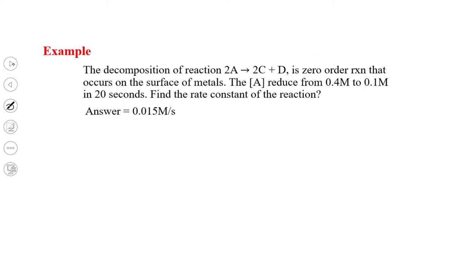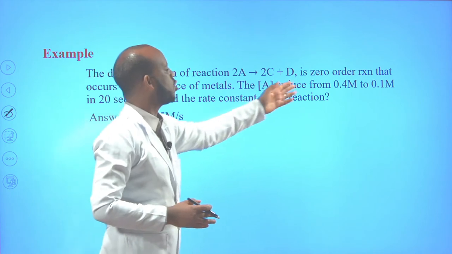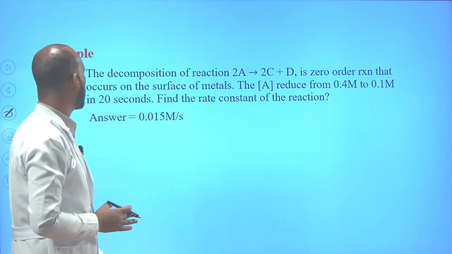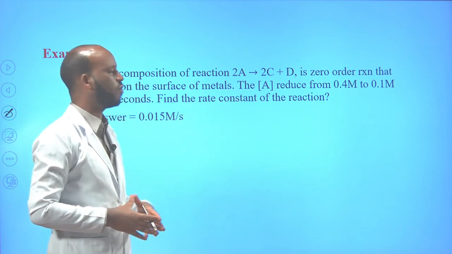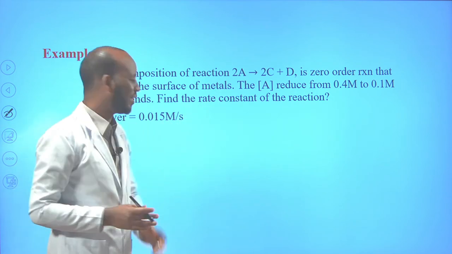For example, the decomposition of a reaction 2A to 2C plus D is a zero order reaction that occurs on the surface of metals. The concentration of A reduced from 0.4 molar to 0.1 molar in 20 seconds. Find the rate constant of this reaction. What is given?